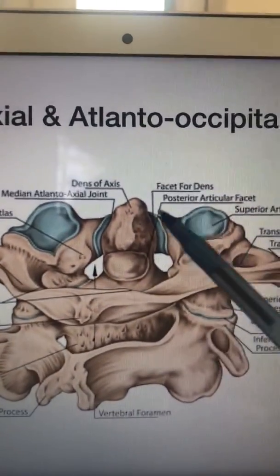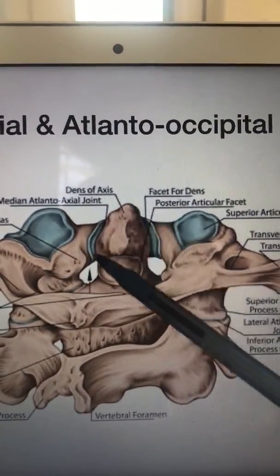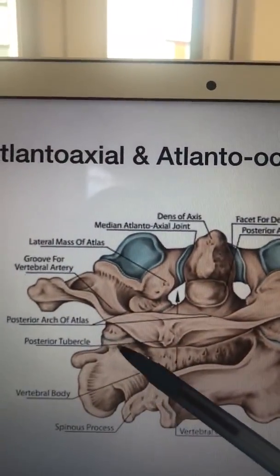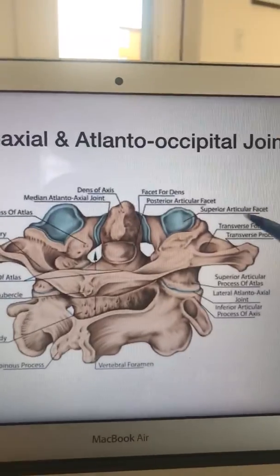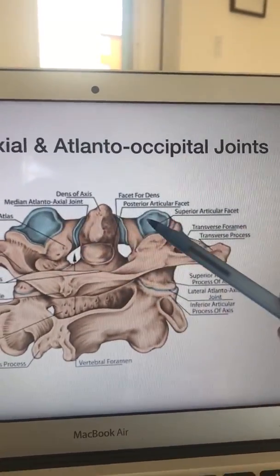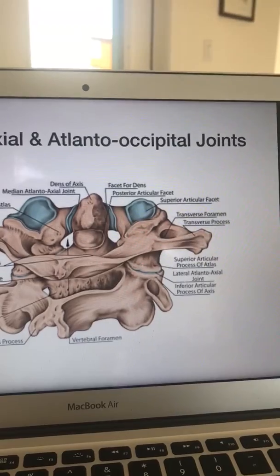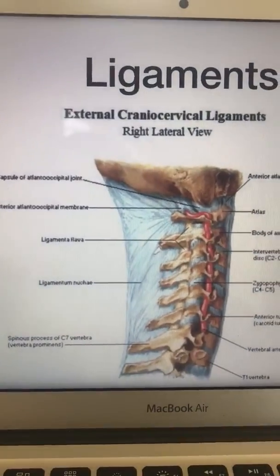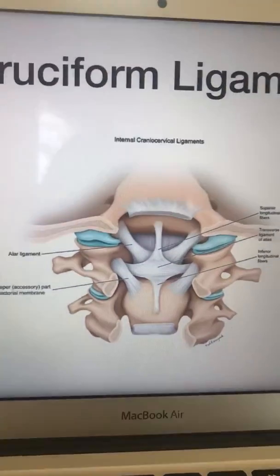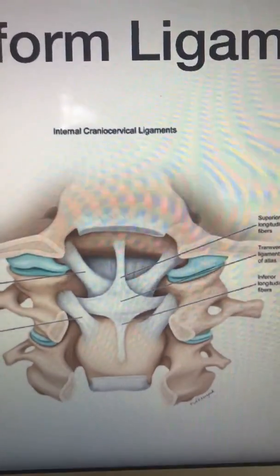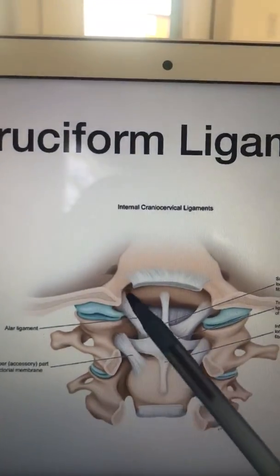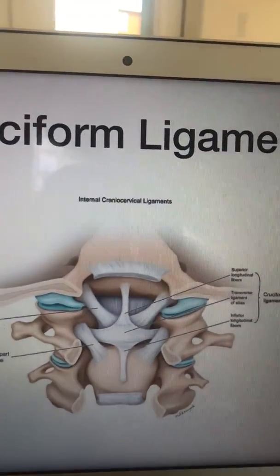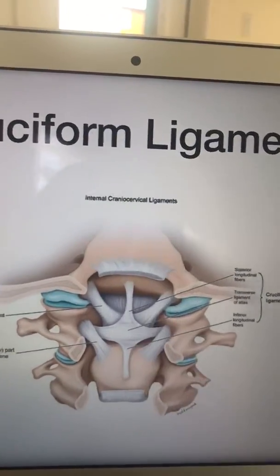So one more shot of the median atlantoaxial joint and the lateral atlantoaxial joint, or the facet joint here between C1 and C2. Here are the articular facets for the atlanto-occipital joint, so the occipital condyles. There's that cruciform ligament, so alar. Apical will be underneath that, deep to that. There's that important transverse ligament.